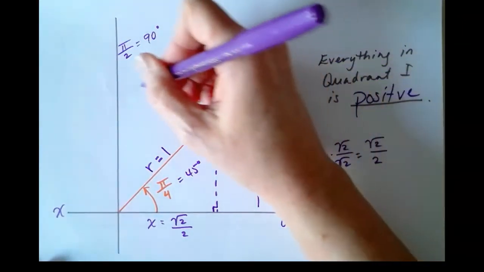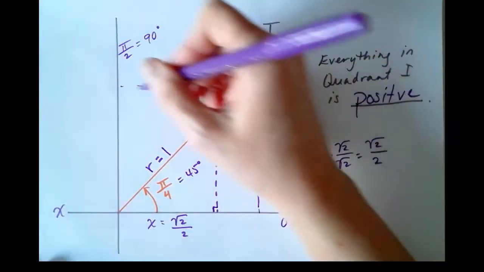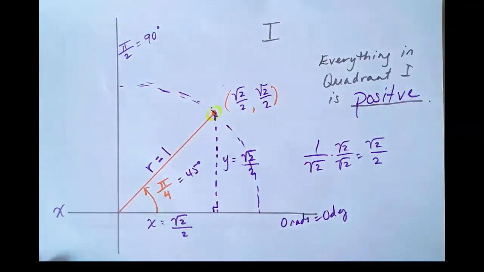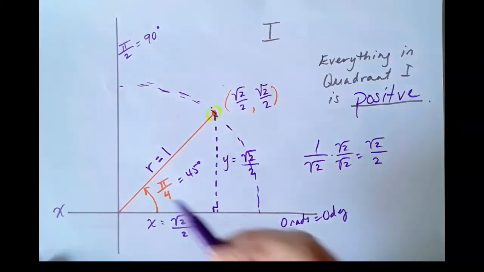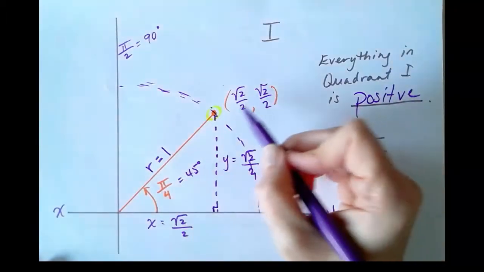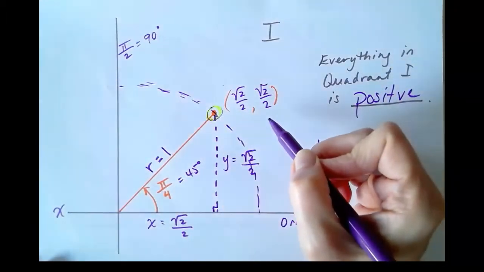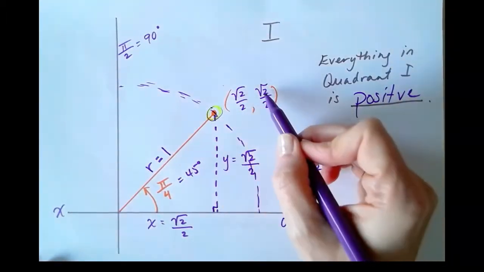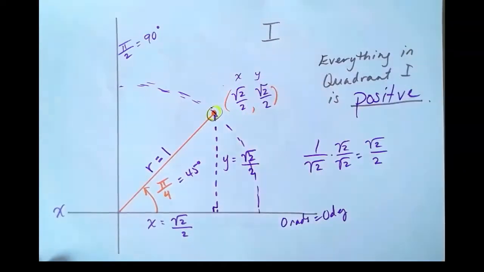So visualize our unit circle here. Here's just this part of it right here in quadrant 1. We're just focusing on quadrant 1 right now. So 45 degrees, pi over 4 radians. What's its coordinate on the unit circle? Root 2 over 2, root 2 over 2. This is x, this is y.